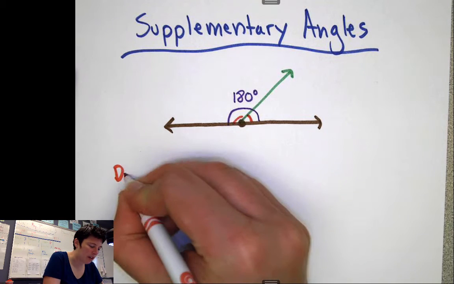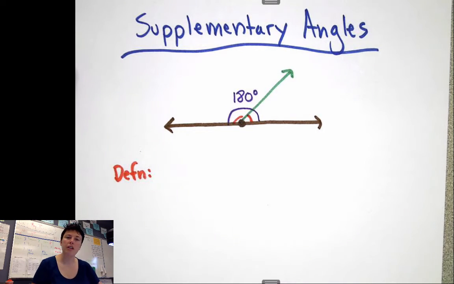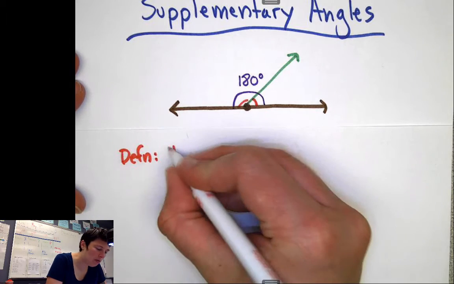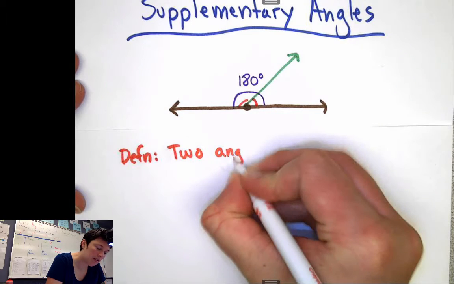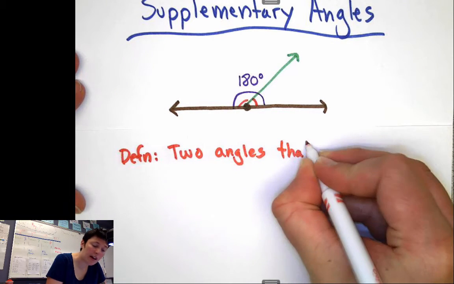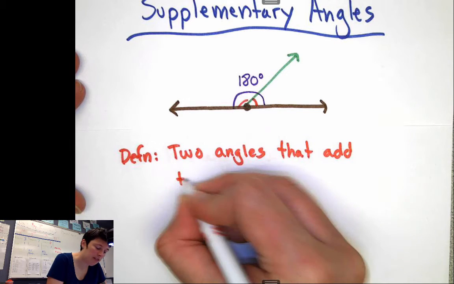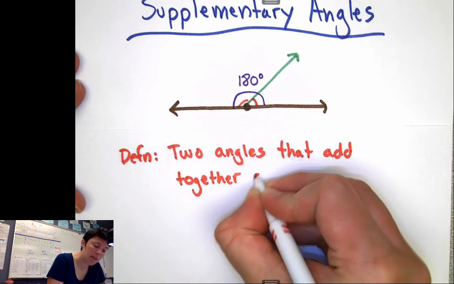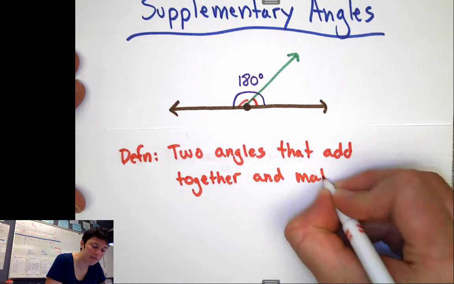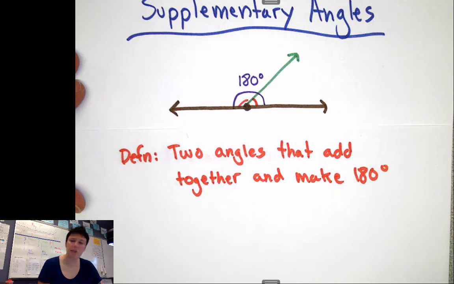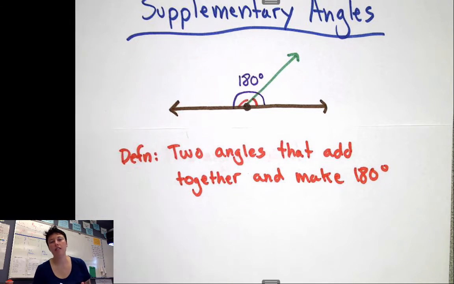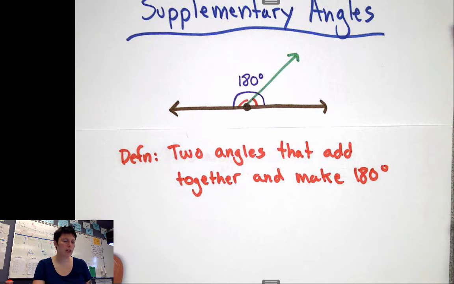So a little definition for our notes here. The definition of supplementary is two angles whose sum make 180. So I'm going to write: two angles that add together and make 180 degrees. And we can solve for these angles lots of different ways. If we understand that two of them add up to 180, then it helps us do some solving. So let's try some solving problems.